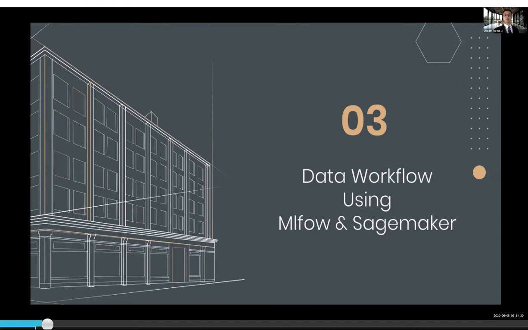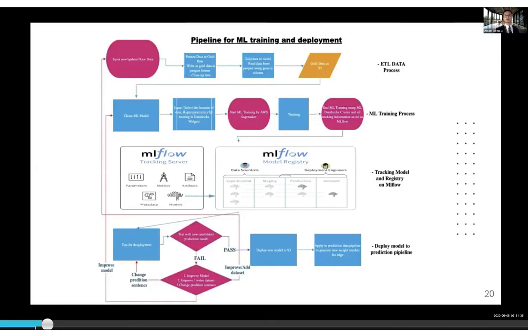Hi, this is JH. Let me cover the data workflow using the ML Pro and the SageMaker. One of the key parts to make a good quality model to achieve the right business goal is that we need the pipeline, because we need to keep improving the quality of the model and our goal. So we divided this into 4 levels of pipeline.